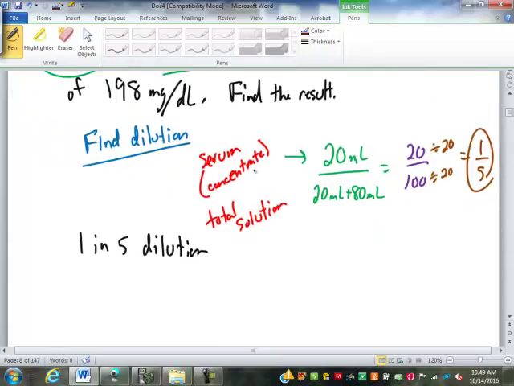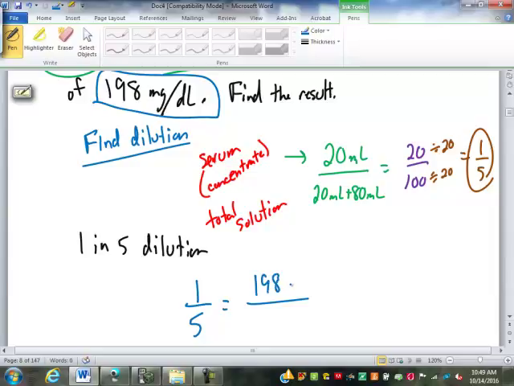Now to find the true reading, we use the 1 in 5 dilution. We had the test result of 198 milligrams per deciliter. Where's that going to go? On top. Because the true result should be bigger than that.